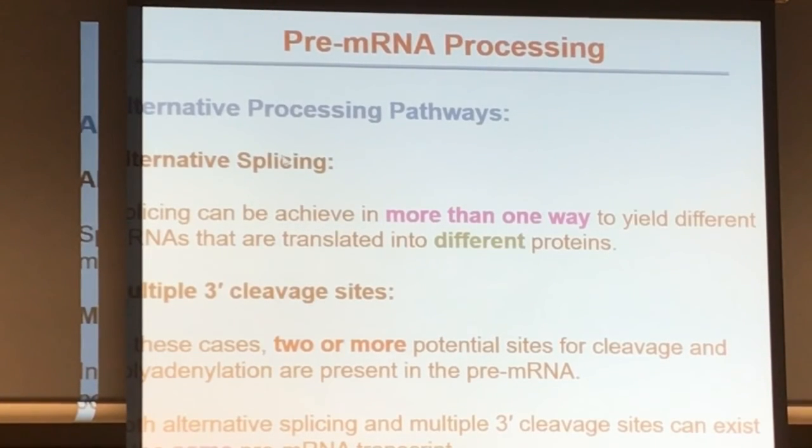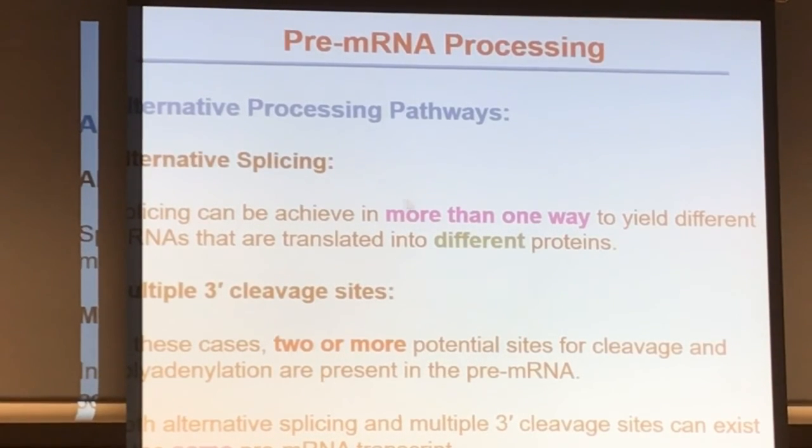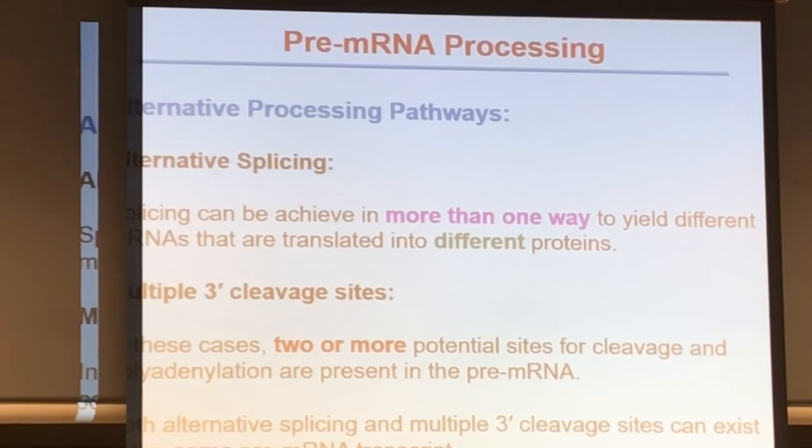Now, when you're looking at splicing, there are alternative processes for splicing. One is called the alternative splicing pathway. The other one is called the multiple 3' cleavage site. What is the alternative splicing pathway? There is more than one way to splice a messenger RNA. One way is by removing the introns. Another way is to remove the introns and sometimes also remove some of the exons. So this is called alternative splicing.